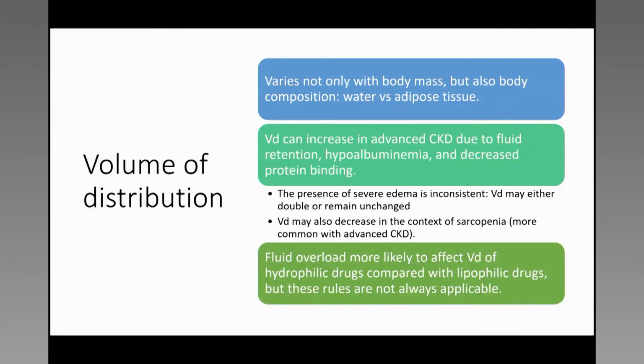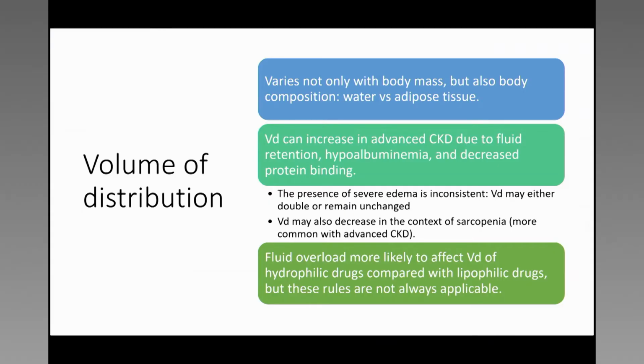What about volume of distribution? Well, volume of distribution varies not only with body mass, but also with body composition. This relates to water or adipose tissue. So changes in volume of distribution probably depend on the drug that you're thinking about. We know that in advanced chronic kidney disease, there is risk of fluid retention and hypoalbuminemia, and both these factors can also be contributed to by decreased protein binding, which may relate to accumulation of uremic toxins.